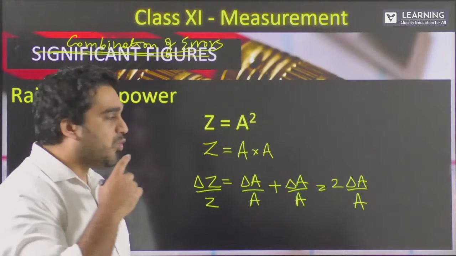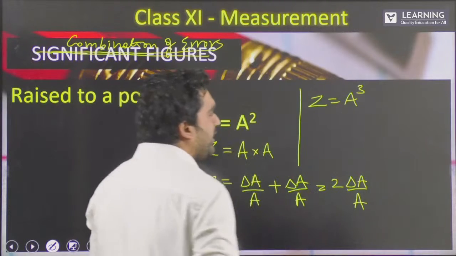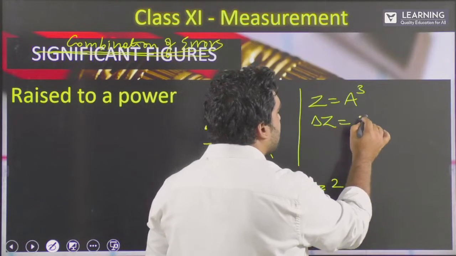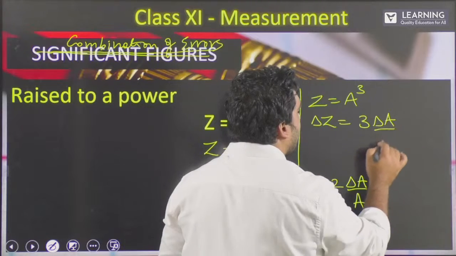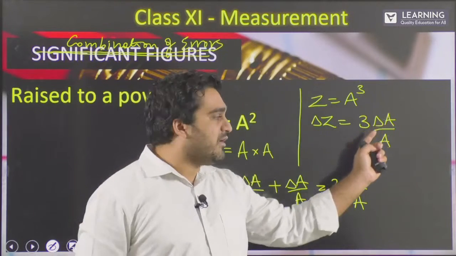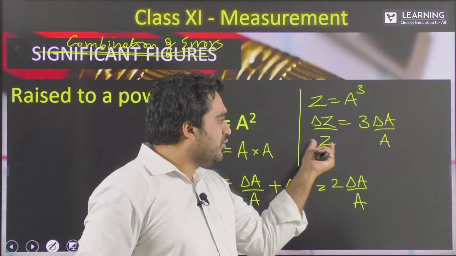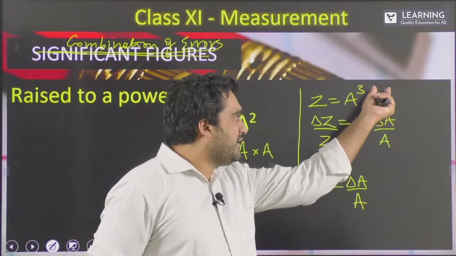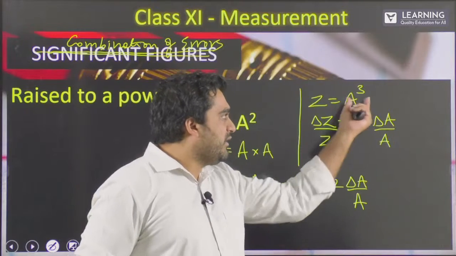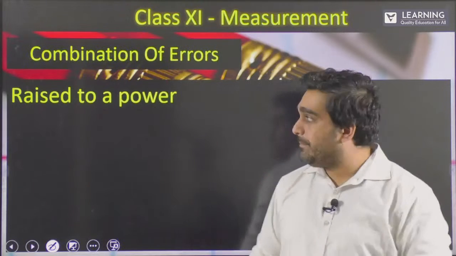If so is the case, what about a cube, where z equals a cube? Well, if you work this out, you will get delta z by z equals 3 times delta a by a. So now you know what happens if the powers are raised to 4, 5, 6, 7. What happens to the total relative error? It is the number that is the power times the relative error of the given physical quantity. So let's take a look at another example.